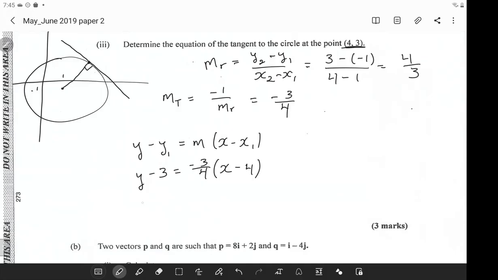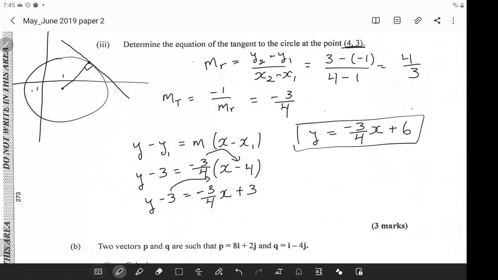Simplifying, we have y minus 3 equal -3/4 x plus 3, right? Because negative by negative is positive, and 3/4 by 4, the 4's cancel and give you 3. And we could carry that 3 across. So we get y is equal to -3/4 x, the negative change to positive, so we get plus 6. And this is our equation of our tangent.